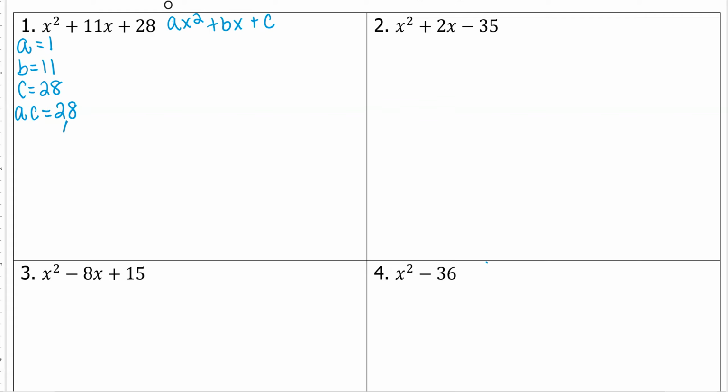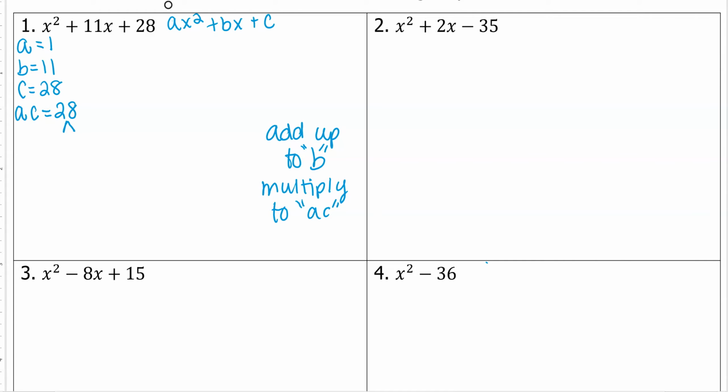So what I need to do is figure out two numbers. These two numbers are very specific. They have to do two things. They have to add up to b, and when I multiply them, they have to give me whatever a times c is. So they have to multiply to a times c.